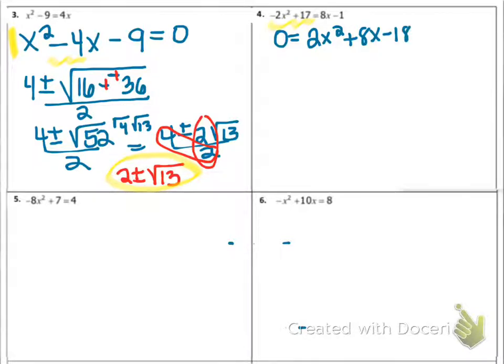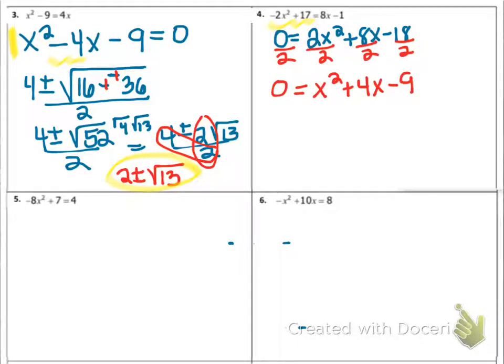And right away, I know the goal here is to use the quadratic formula, but I see that everything is divisible by 2. So one thing I could do, even if it isn't factorable, to make things a little easier is divide that 2 off. I'm always looking for ways to make a simpler equation no matter what method I'm using. So that would actually make 0 equals x squared plus 4x minus 9.